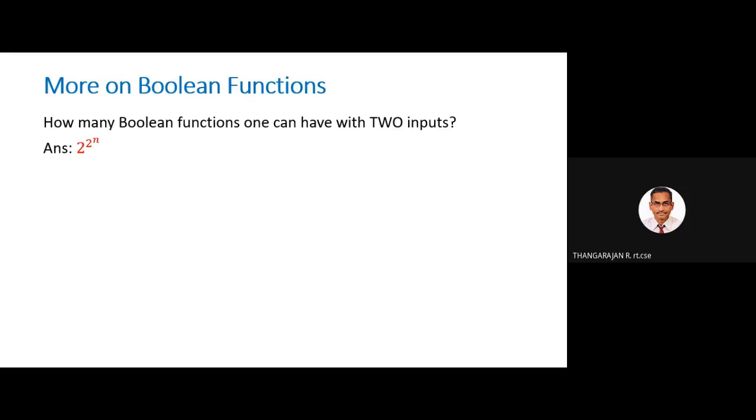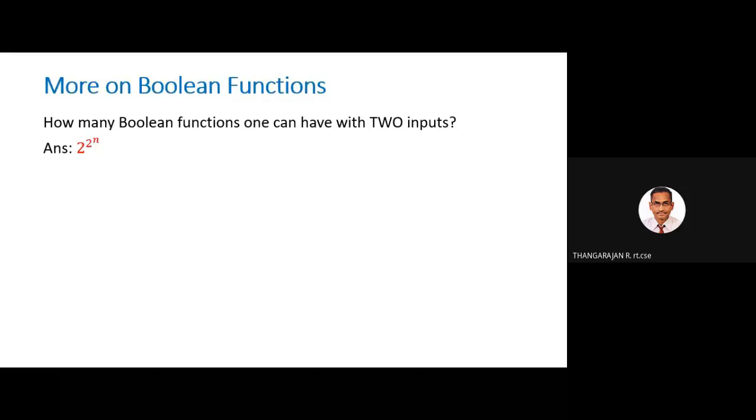Now in this case, you put n equal to 2. My inputs are only two, so 2 power 2 is 4, and 2 power n becomes 2 power 4, which is 16. So with two inputs I can have 16 Boolean functions. How many Boolean functions can I have with three inputs? 2 power 3 is 8, and 2 power 8 is 256. So I can have 256 Boolean functions.